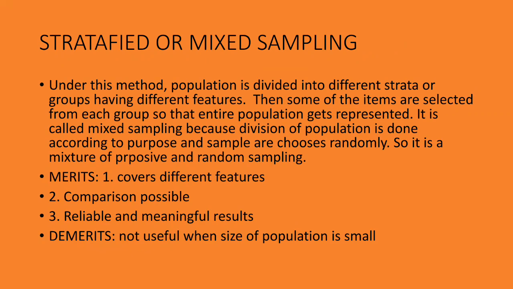Next is stratified or mixed sampling. Under this method, population is divided into different strata or groups having different features. Then some of the items are selected from each group so that the entire population gets represented. It is called mixed sampling because the division of population is done according to the purpose and samples are chosen randomly. So it is a mixture of purposive as well as random sampling.